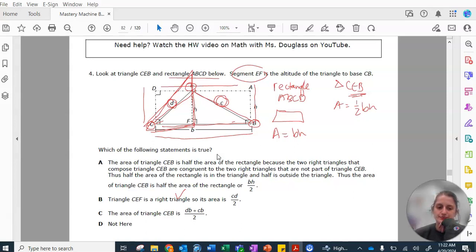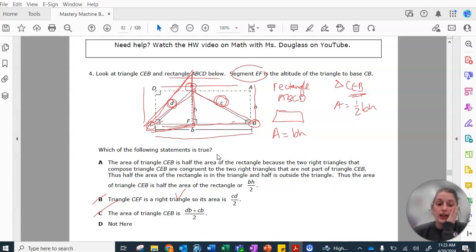Okay, let's look at C. The area of triangle CEB, okay, our full triangle, is D times B, and then C times B, and then we add them together. Does that match our area formula? There's no plus sign in our area formula for this triangle. There are plus signs in the trapezoid area formula. D, I don't know. I have to read A. I was trying to avoid reading A, but at least it's either going to be A or D at this point.